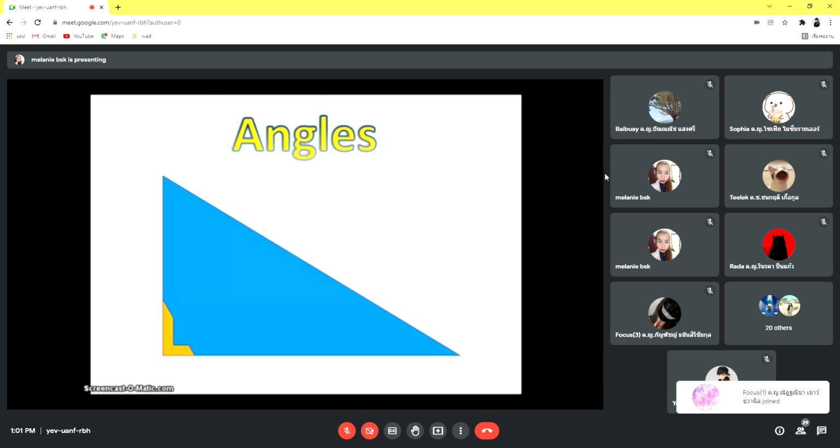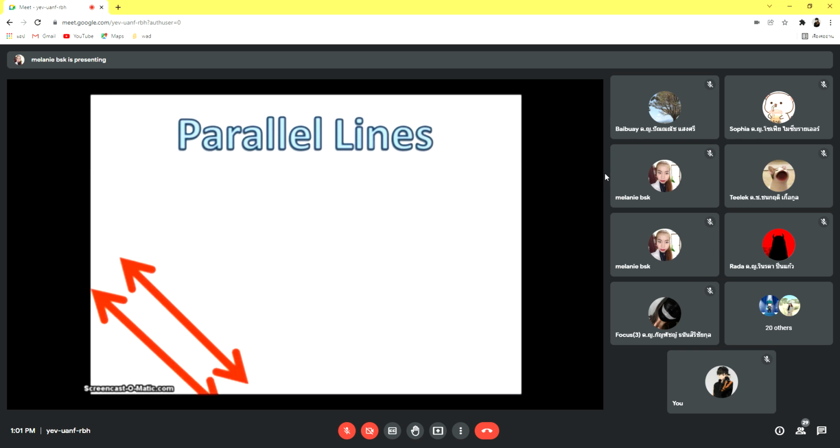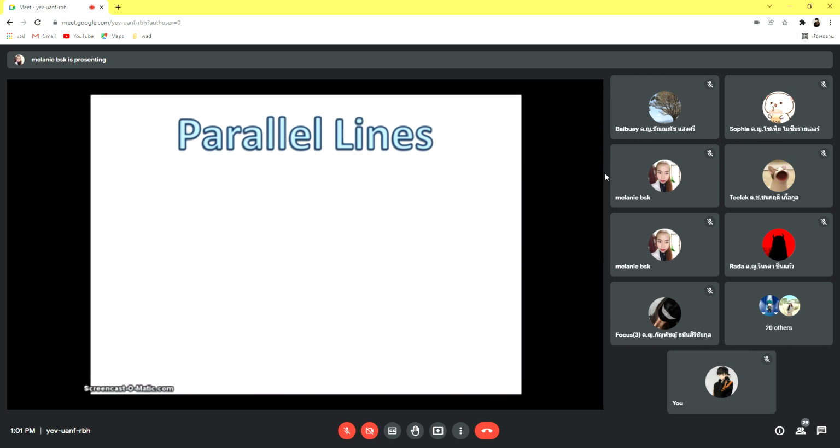We have one other key vocabulary word, parallel lines. Parallel lines are directly beside each other. If they were to go on forever and forever, they would never touch. So some lines that are not parallel, you can see here and here.